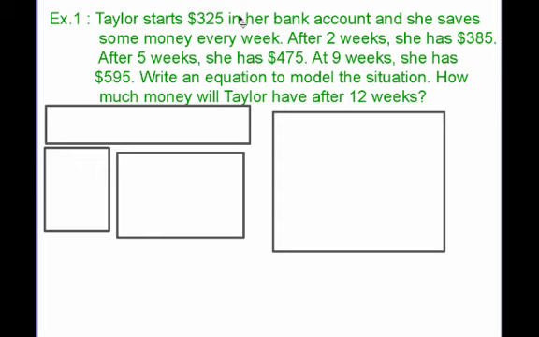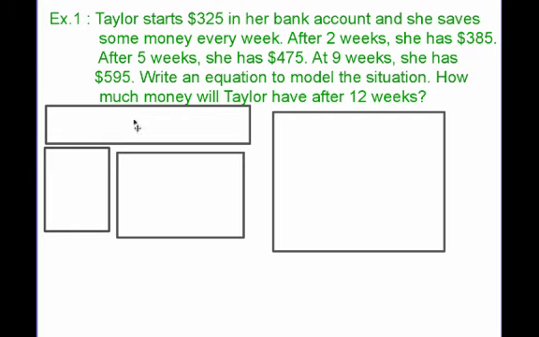So looking through this, we need to think about things we don't know. We don't know how much money she's saving every week. We don't necessarily even know that it's going to be the same amount of money that she saves every week. So we're going to have to figure that out. Remember, that really is going to be the slope in this problem. The slope is going to refer to how much money she saves every week.